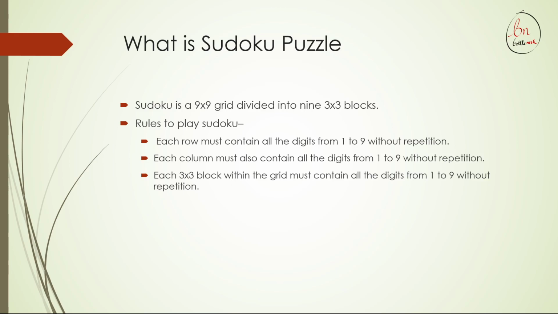What are the rules to play Sudoku? Each row must contain unique values between 1 to 9. Each column must contain unique values between 1 to 9, and each 3 by 3 block within the grid must contain all unique values between 1 to 9.